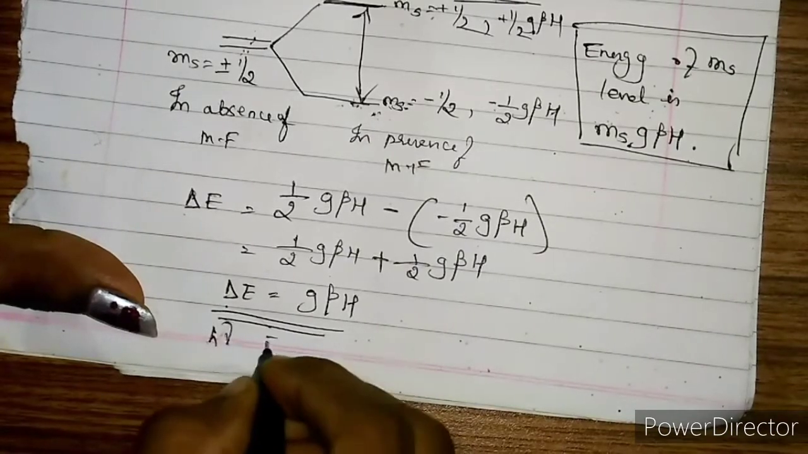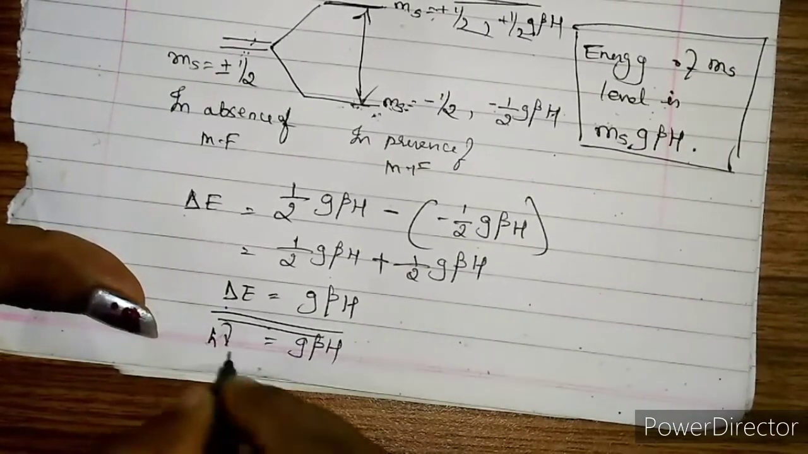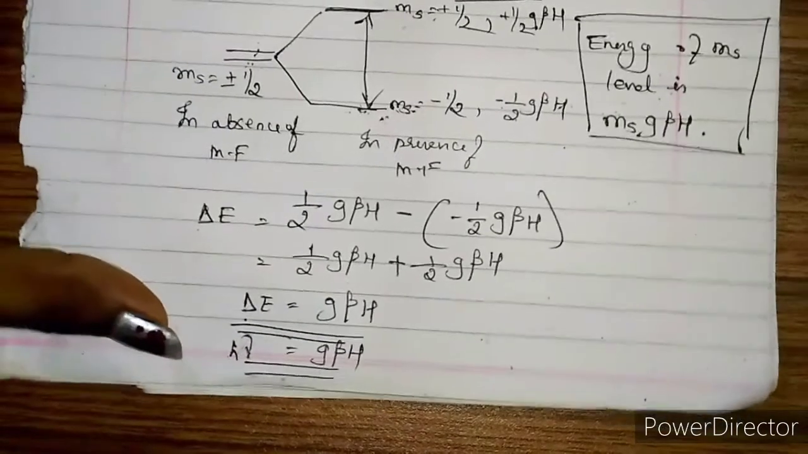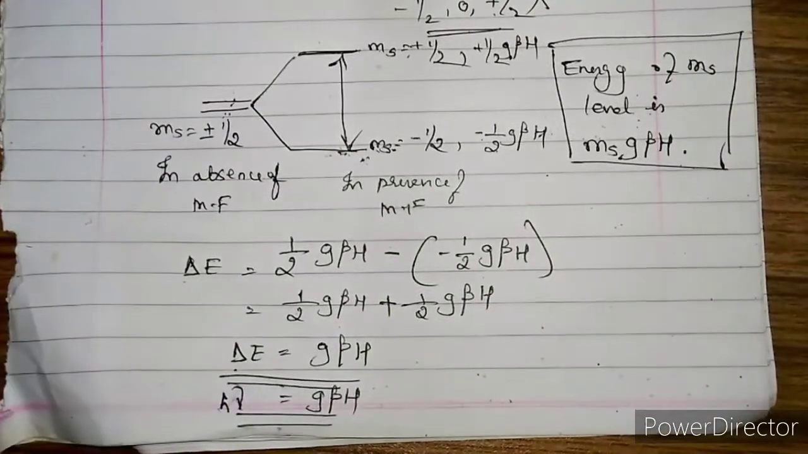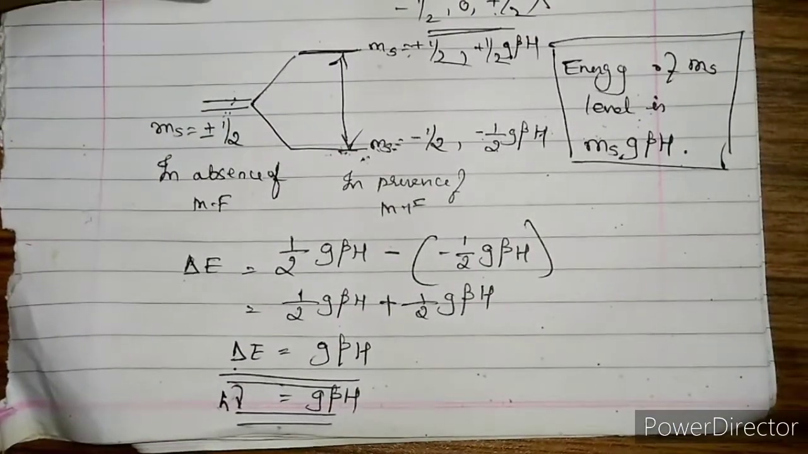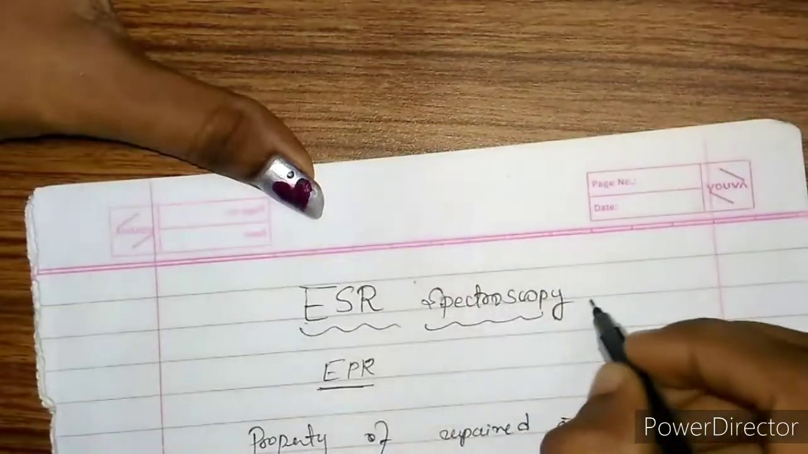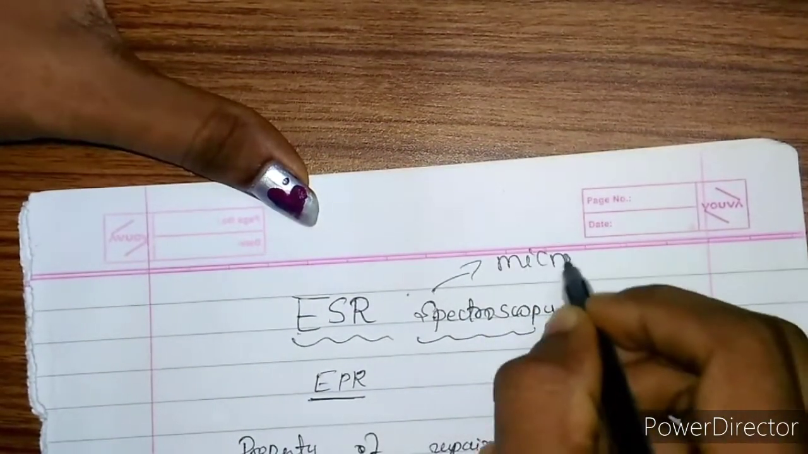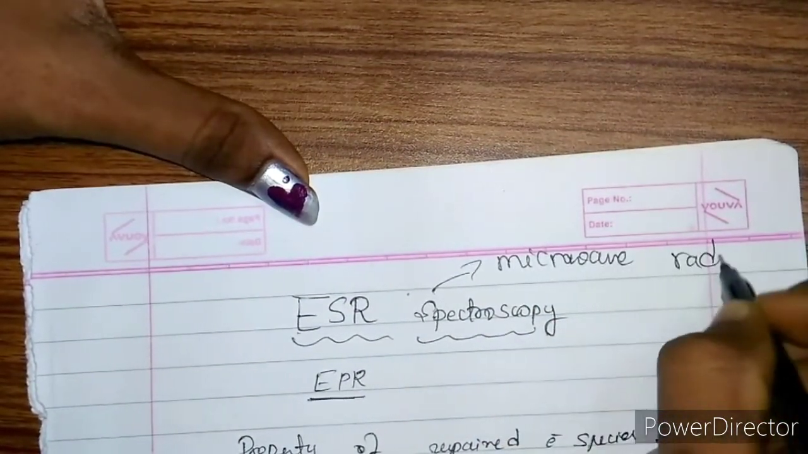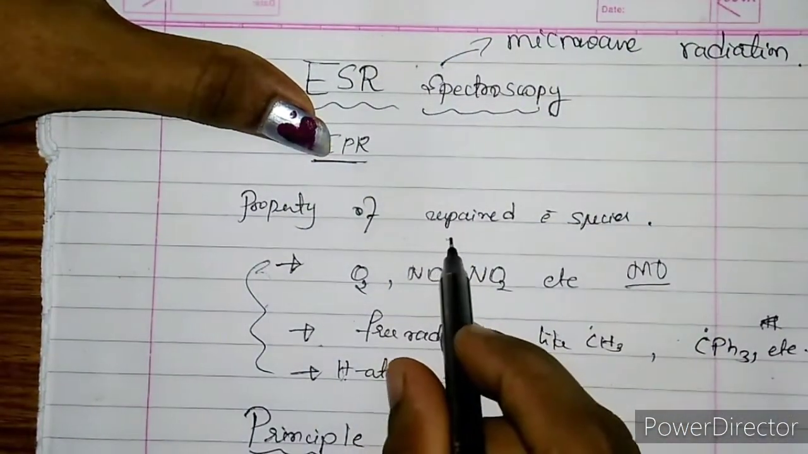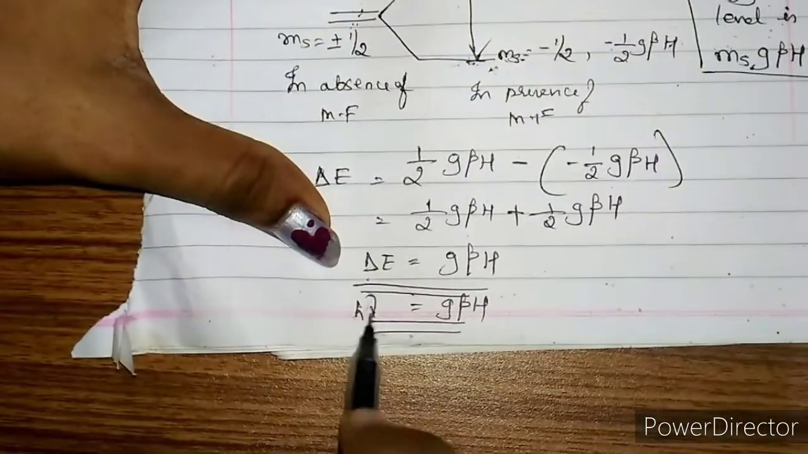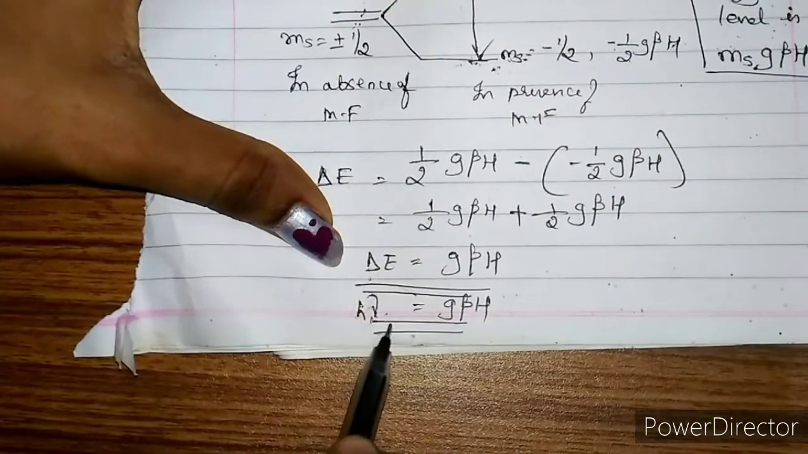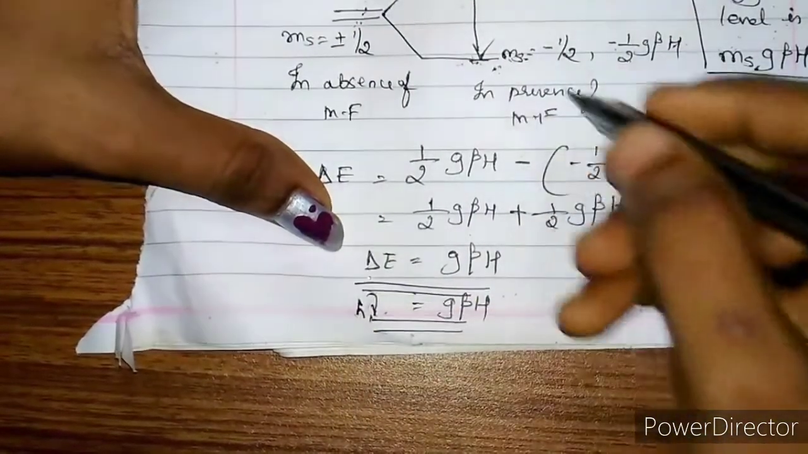Okay, h nu is equal to g beta H, where h is the Planck constant, nu is the frequency of the radiation. Remember, in case of ESR spectroscopy, we are using the microwave radiation for irradiation of the sample that is containing an unpaired electron. Now this nu means what? It is the frequency of the microwave radiation that we are irradiating.